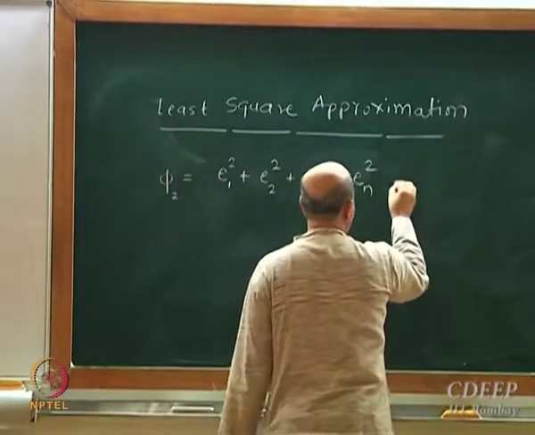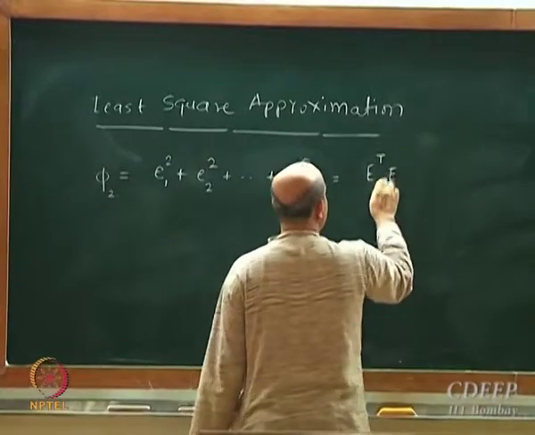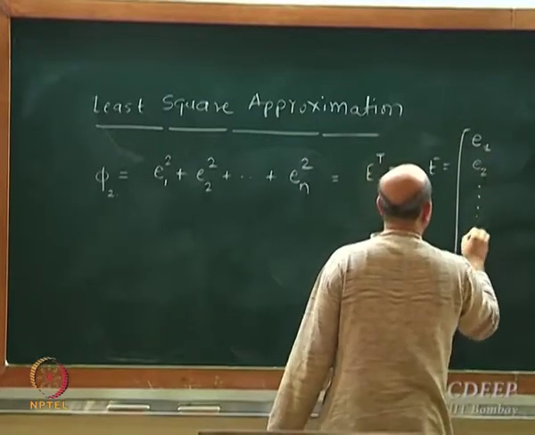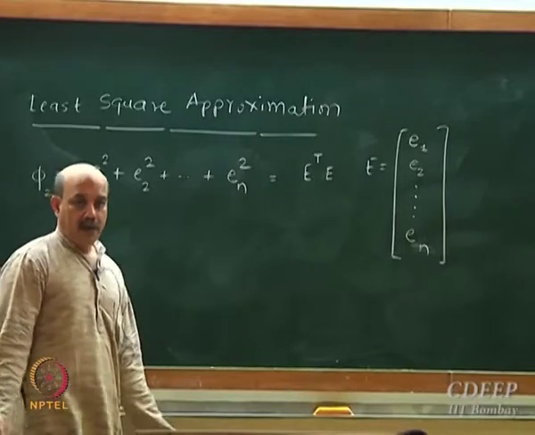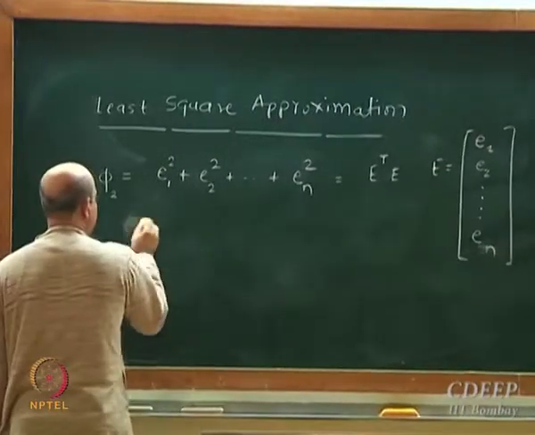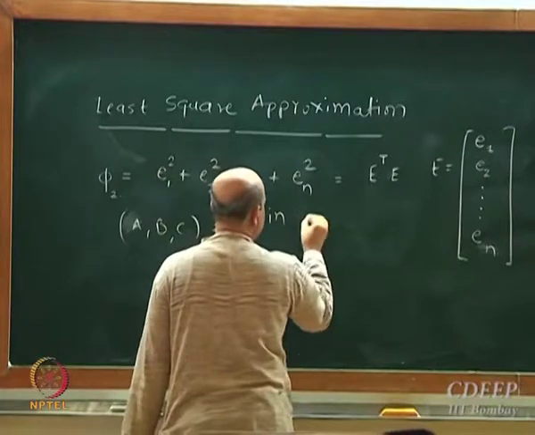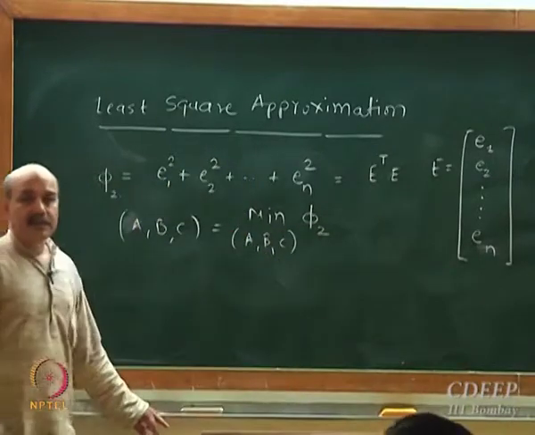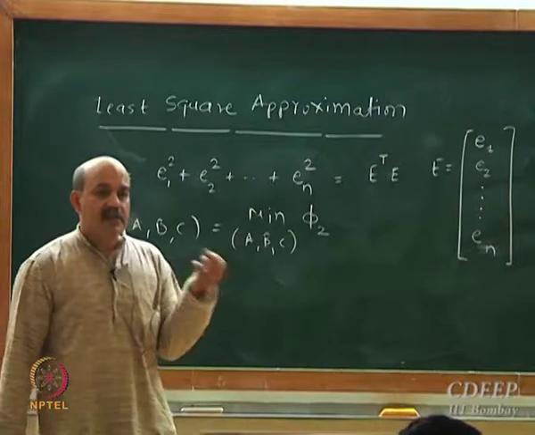E squared, okay, I can write this as E transpose E, where this E is a vector of E1, E2, ..., En. So I can propose: find A, B, C such that you minimize this phi 2 with respect to A, B, C. Sum of the square of errors is as small as possible.